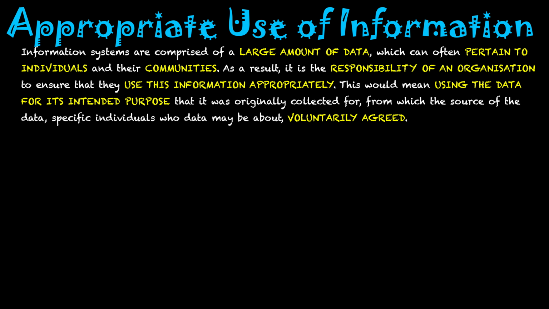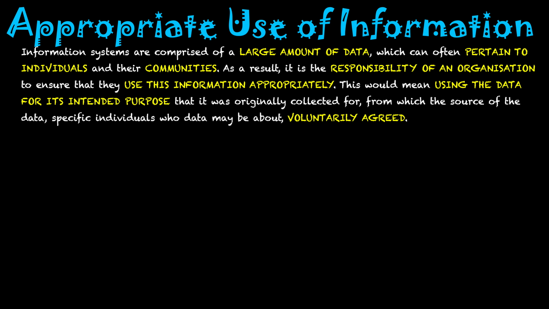As a result, it is the responsibility of an organization to ensure that they use this information appropriately. This means using the data for its intended purpose that it was originally collected for, from which the source of this data, which is specific individuals who the data may be about, voluntarily agreed. Okay, people obviously agree to systems having their information. So it's the responsibility of the organization and their information system to use it appropriately.